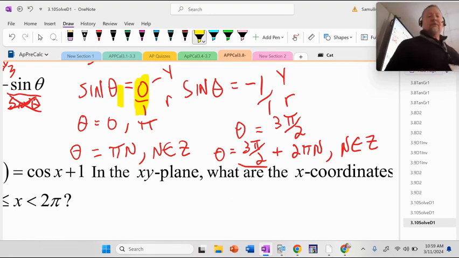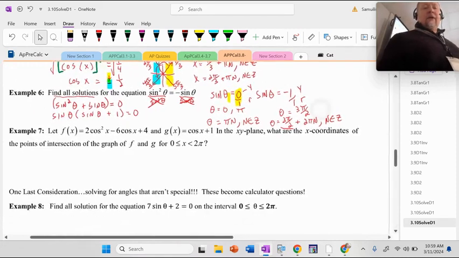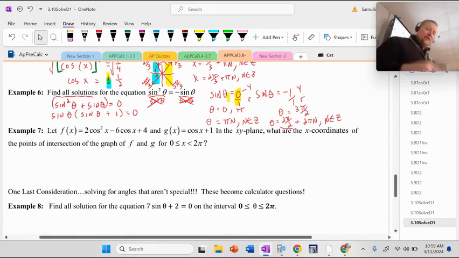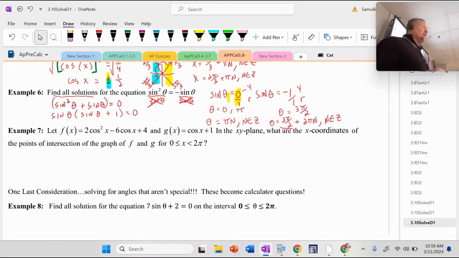Let F equal this, let G equal this, in the XY plane. What are the X coordinates for the intersection of them? It just means what happens when these two are equal. What do you get for X? So that's what I'm going to do.